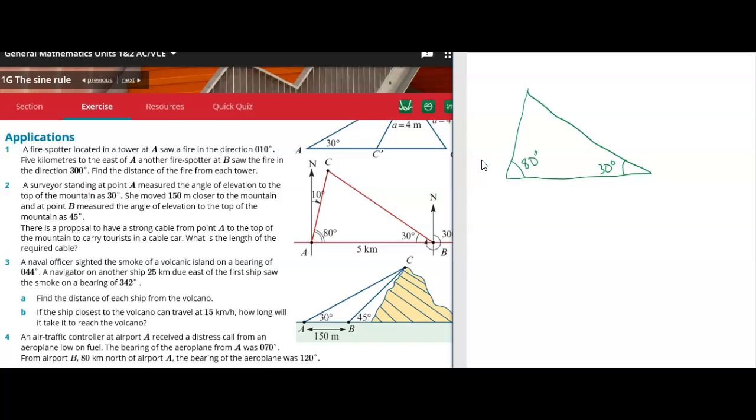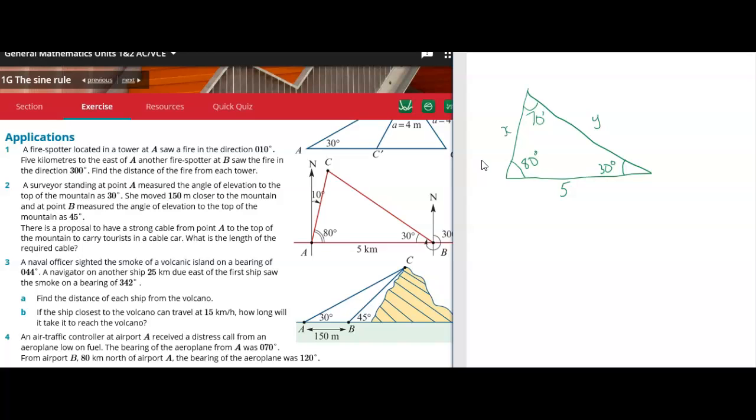And because all the angles within a triangle add up to 180, that makes this angle here, if we need it, we might not need it, what is that going to be? That's going to be 70 degrees. Okay, so you got all your angles. This is 5, so we were told that in the question, 5 kilometers. And we need to find the distance of the fire from each tower. So you can call this side X if you like, and this side Y. So we're finding X and Y.